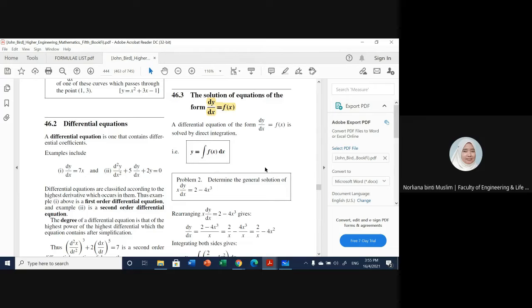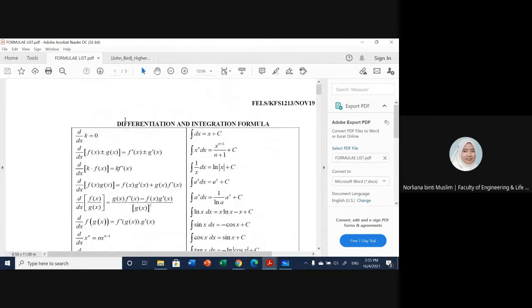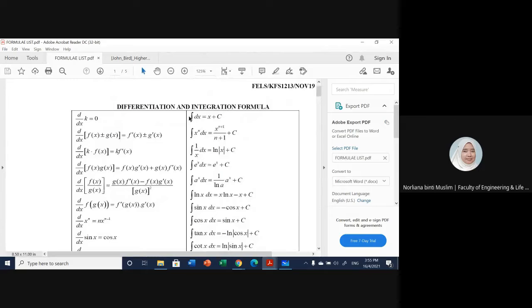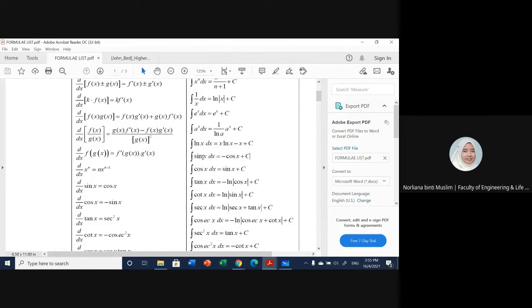Direct integration, what I mean is from the formula list, look at this second column, direct integration. This is a formula of integration. If we want to integrate sine, the answer will be negative cos. Integrate cos is sine. So I will call it direct integration. It means that you can just refer to the formula list and then you get the answer. That is my meaning of direct integration.